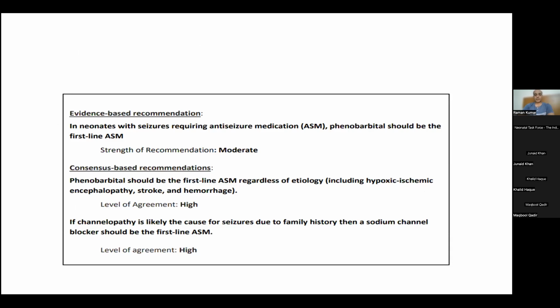But if you suspect channelopathies, how do you suspect them? If there is a strong family history in the neonatal period, if there was a neonate in the family who has been diagnosed with some kind of SCN1A or SCN1B sodium channelopathy, or even KCN potassium channelopathies, then the first line should be a sodium channel blocker. Phenytoin is a sodium channel blocker, so is carbamazepine and oxcarbazepine, right?